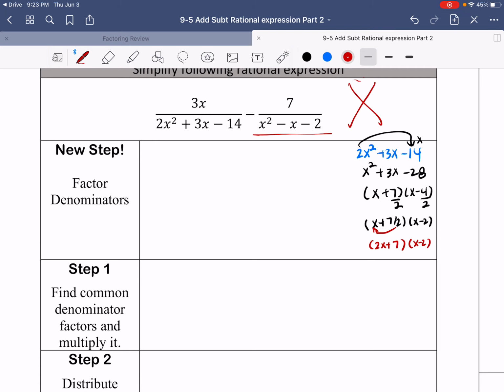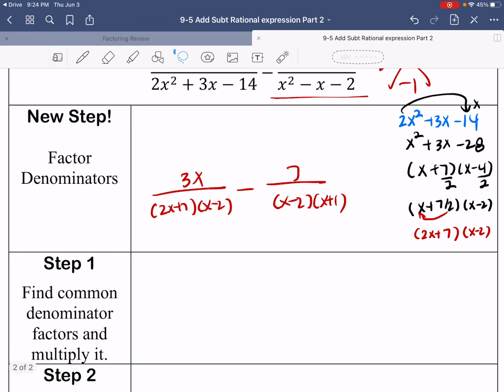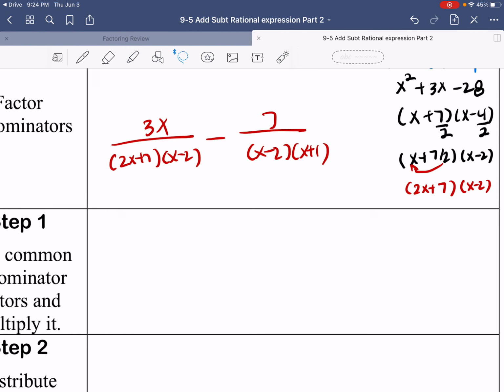Here maybe negative 2 and negative 1, so you're gonna get negative 2 and positive 1. So here 3x over 2x plus 7, x minus 2, minus 7 over x minus 2, x plus 1. So we have this one. We just factored it, okay? So, and then step 1. Now we gotta find the common denominator.